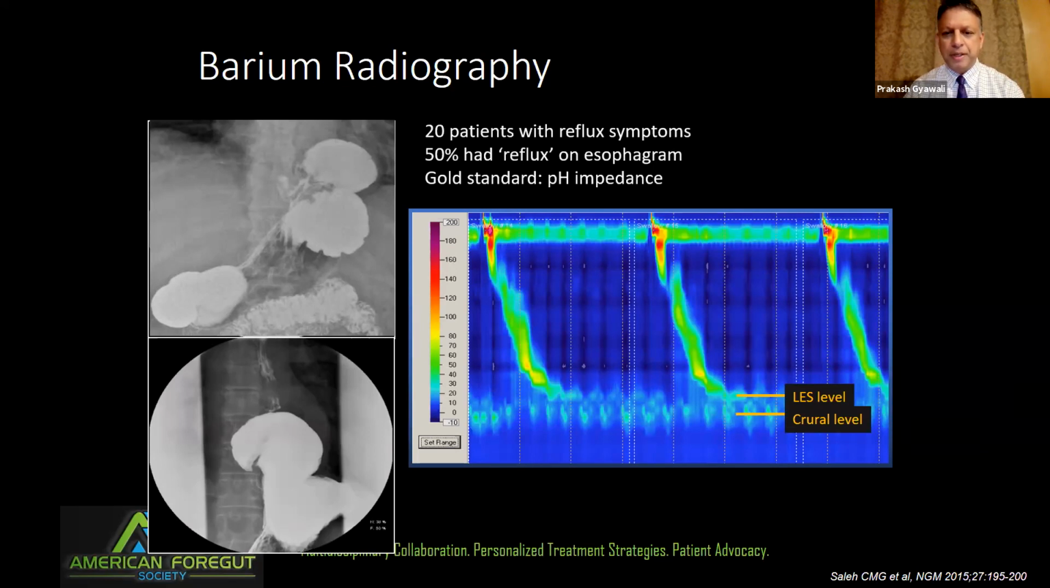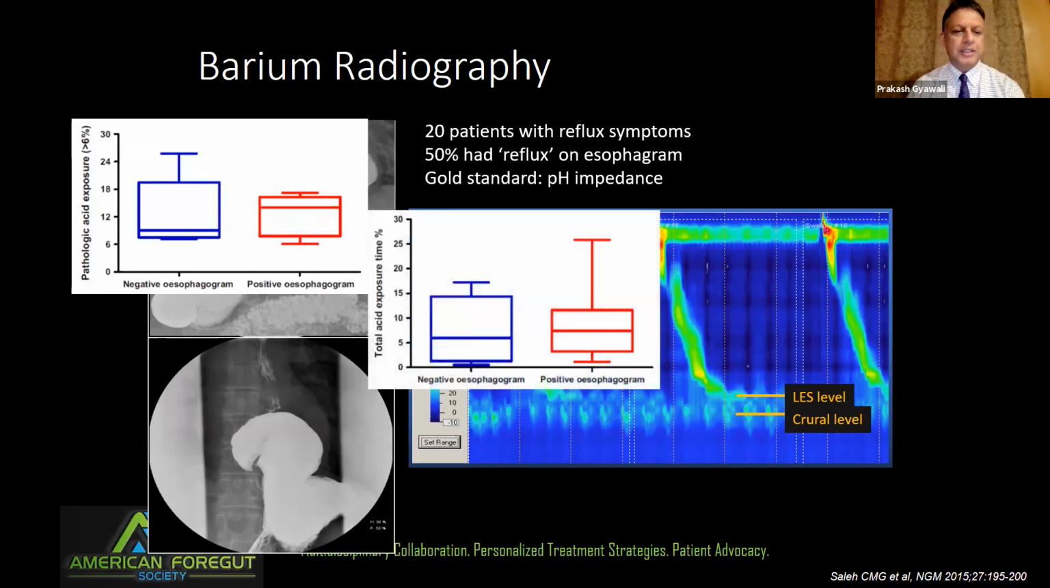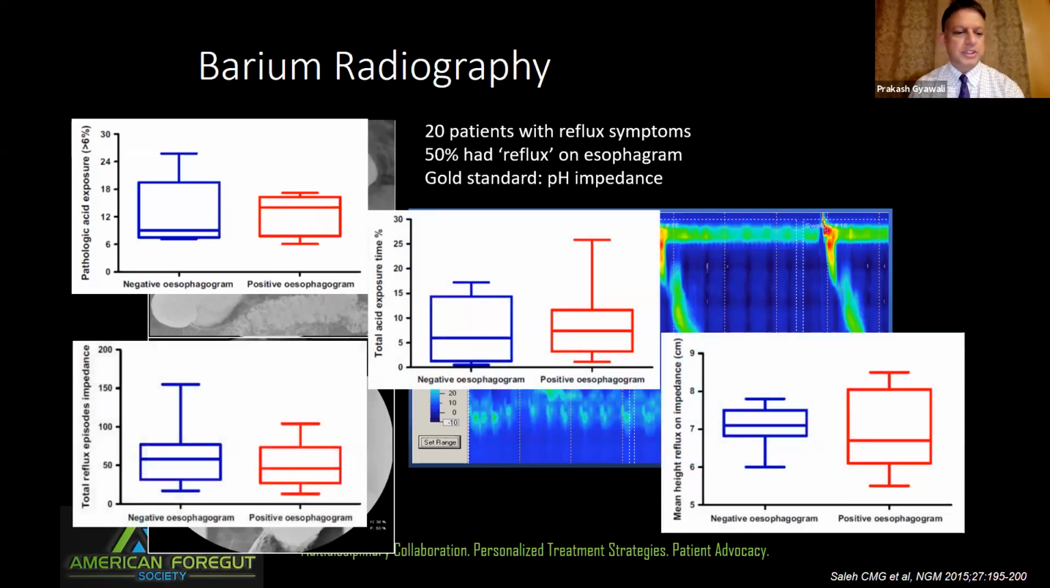So these were 20 patients with reflux symptoms, half of which had reflux on esophagogram, the gold standard with pH impedance. The likelihood of pathologic acid exposure was no different between negative esophagogram and positive esophagogram. Total acid exposure was the same. The height of reflux and impedance was the same. And the total number of reflux episodes was the same. The sensitivity of barium for diagnosis of reflux is 46%.